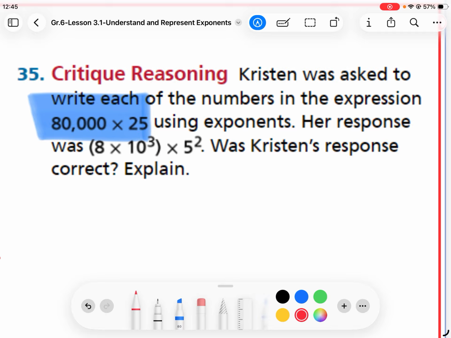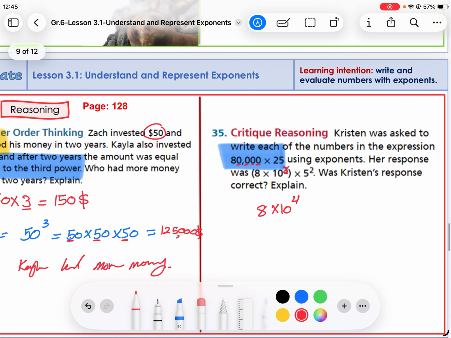Obviously, look at the 80,000. It has how many zeros? 1, 2, 3, 4. But she wrote it as 10 to the power of 3. So that's her mistake. She should write it as 8 times 10 to the power of 4. Okay? Because she has 4 zeros, not 3 zeros. So Christine's response was incorrect because she wrote the wrong exponent.